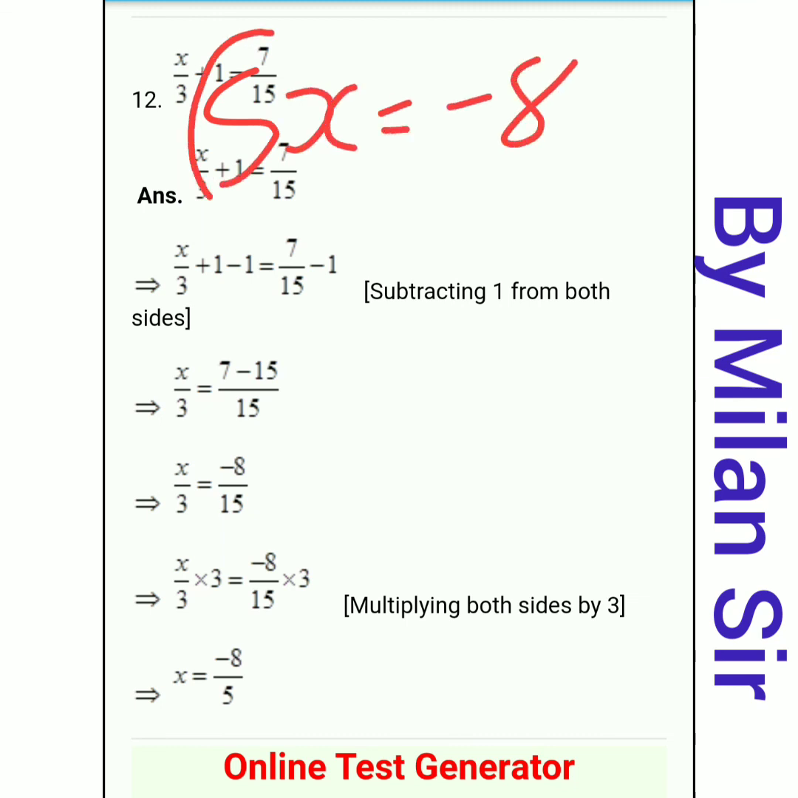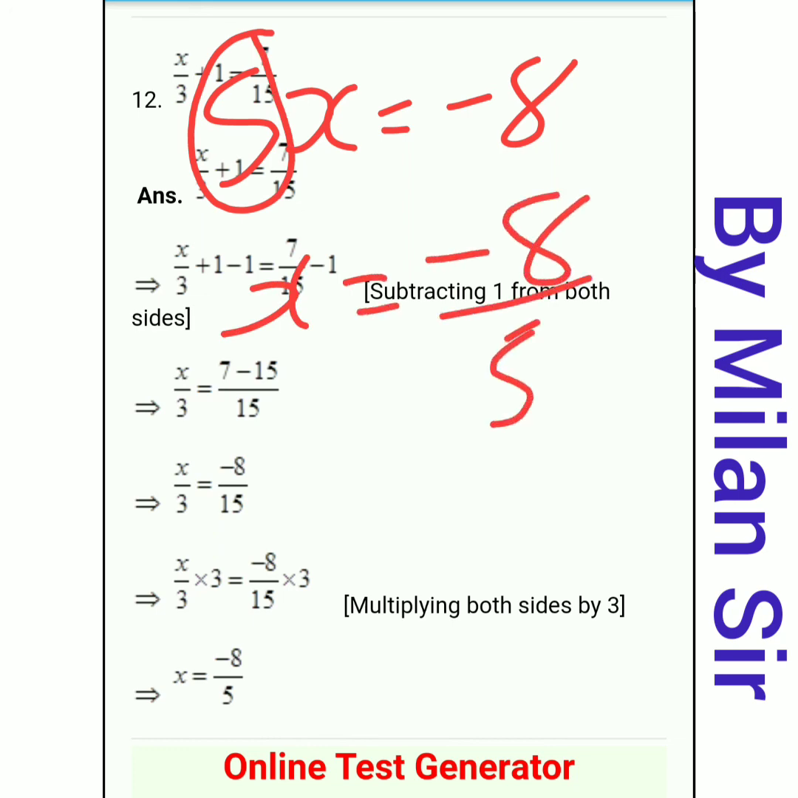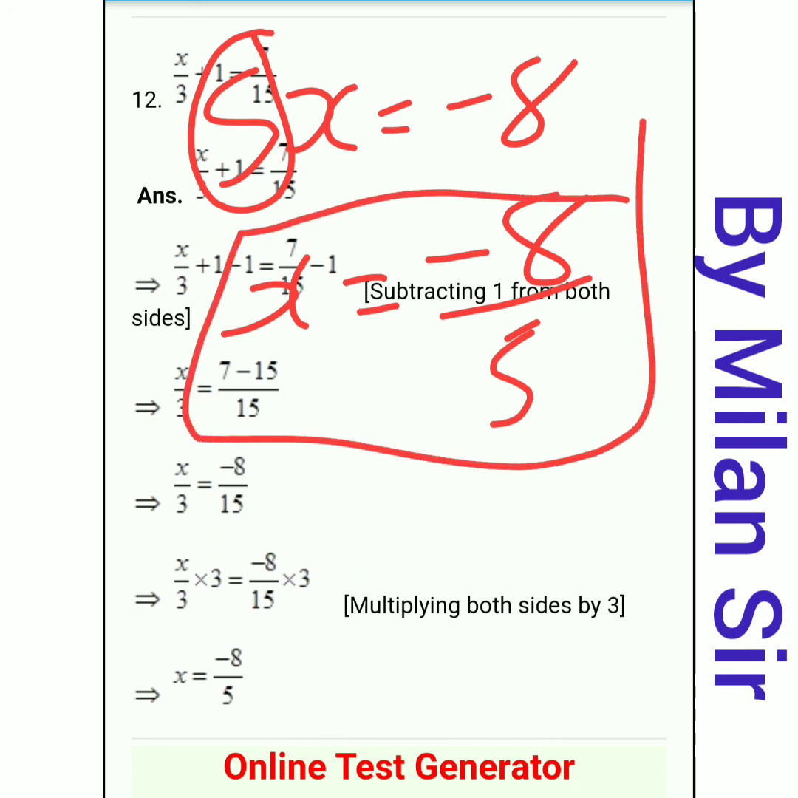Now we can transfer this 5 to the right hand side. It goes to the denominator, because on the left hand side it is multiplied with the x. So if we transfer it to the right hand side, it goes to the denominator. So this is our final answer. x is equal to minus 8 by 5. Okay, x is equal to minus 8 by 5.